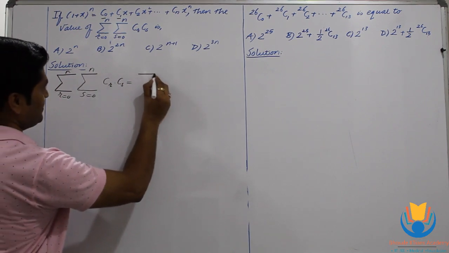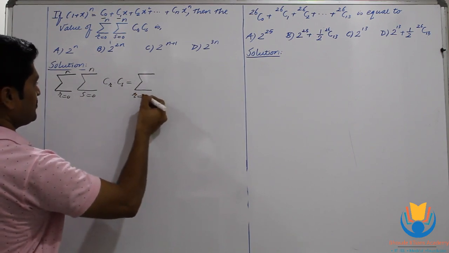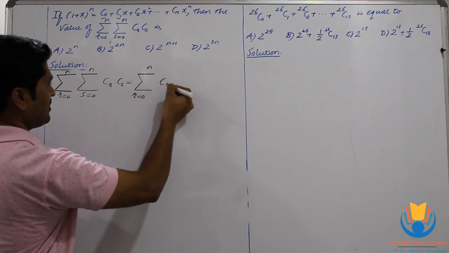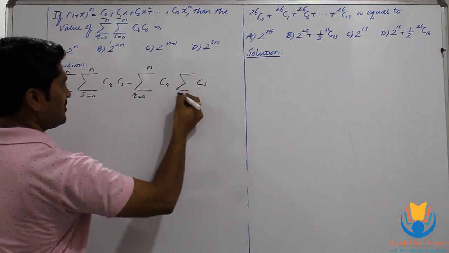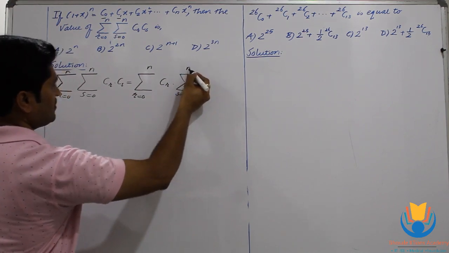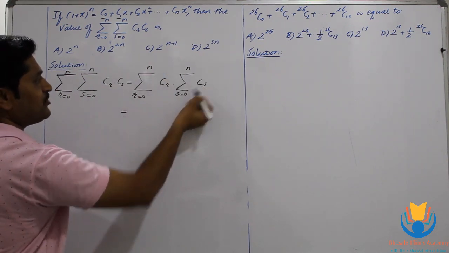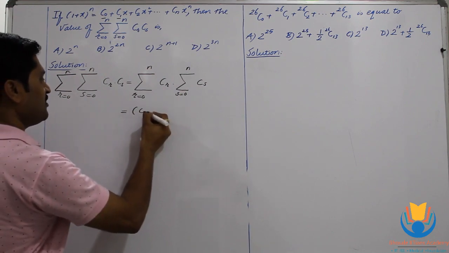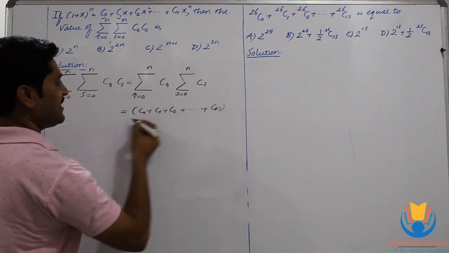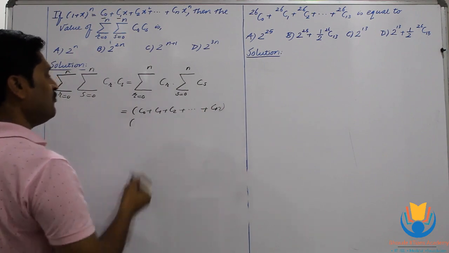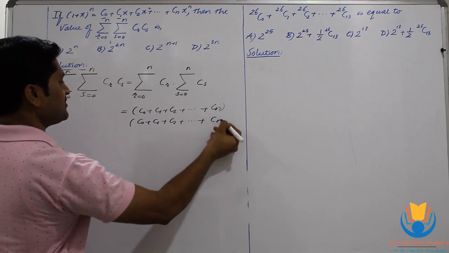The same can be written by giving separate summations to those combinations. Summation r is from 0 to n of Cr, and another summation we can apply for Cs, where s is from 0 to n. So just put the values of r from 0 to n in this combination, same with the other combination. So this will become C0 plus C1 plus C2 plus dot dot dot plus Cn, and the second combination will become C0 plus C1 plus C2 plus dot dot dot plus Cn.